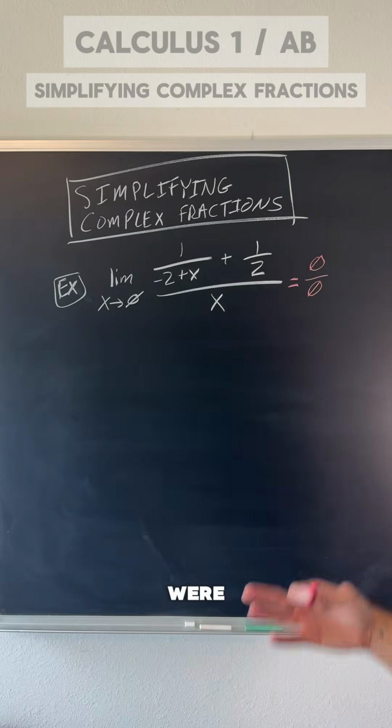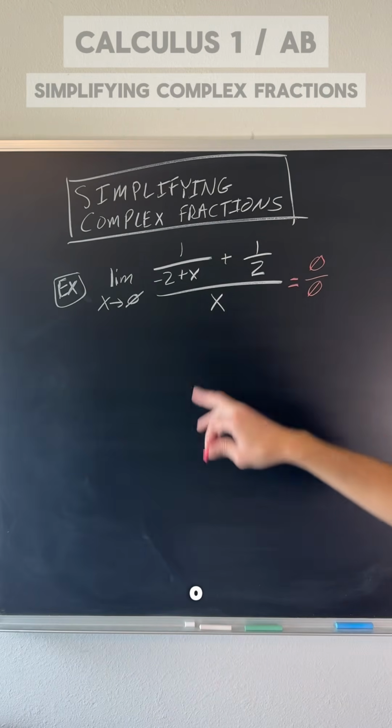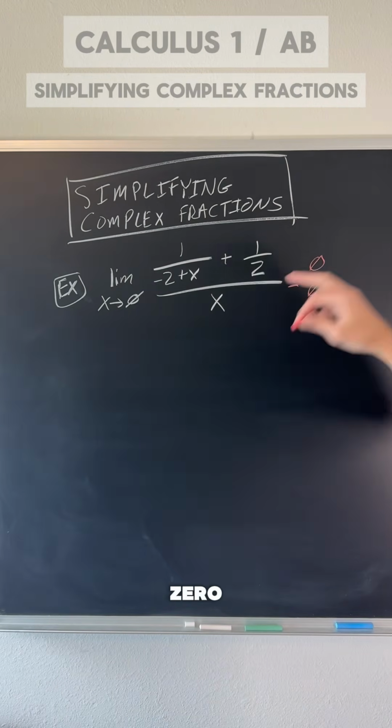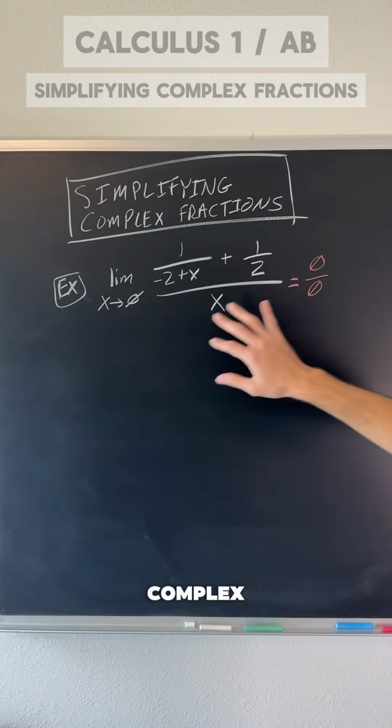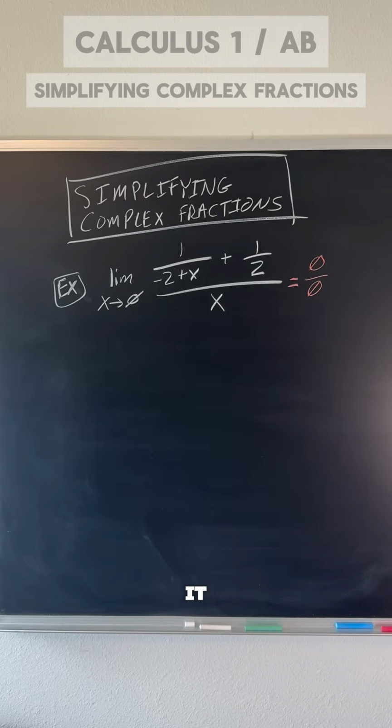What we notice is that if we were to do direct substitution and plug in x to be 0, we would get -1/2 plus 1/2, which is 0, over 0. That's an indeterminate form. Therefore, what I'll do is I'll get rid of this ugly complex fraction, and hopefully the expression that comes out of it will be a more simplified form that I know how to evaluate.